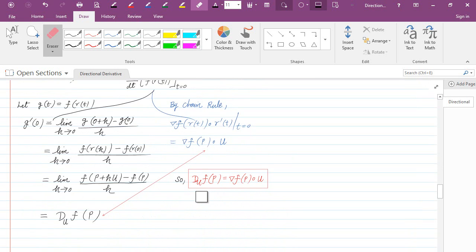All right, so I'm going to stop here, and in the next video we will compute the directional derivatives of some given functions by using this formula.